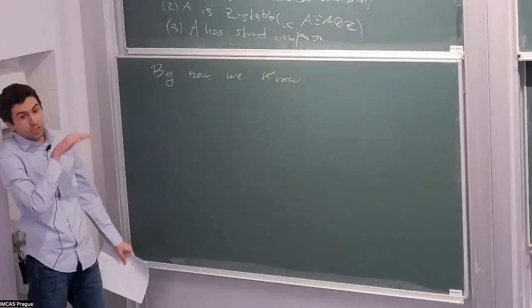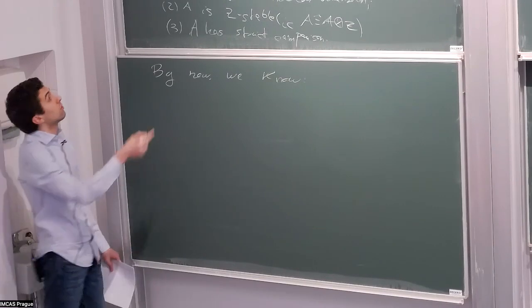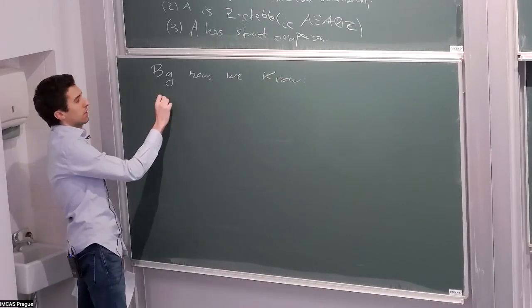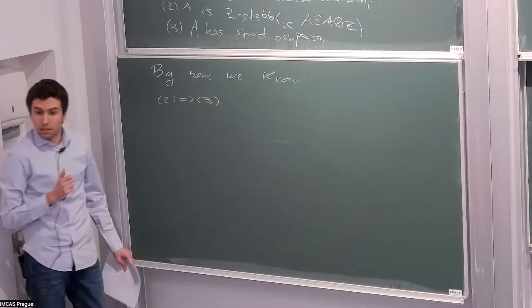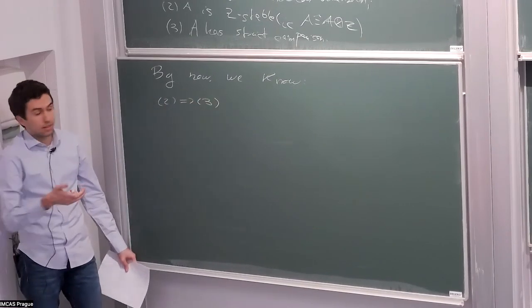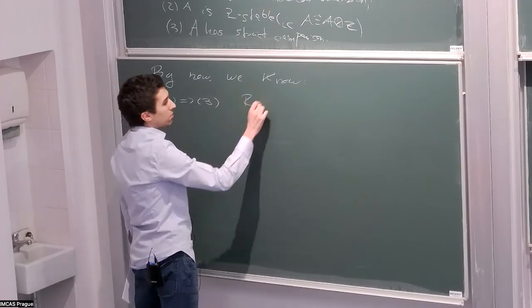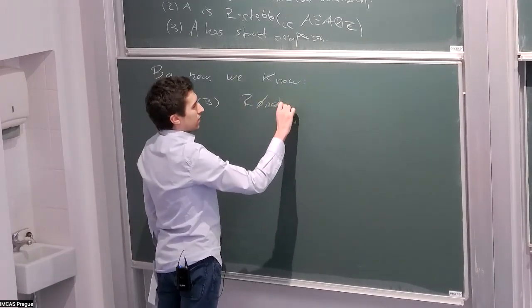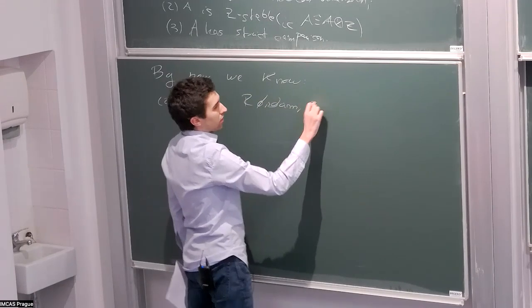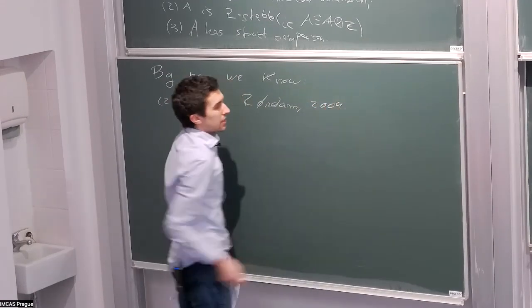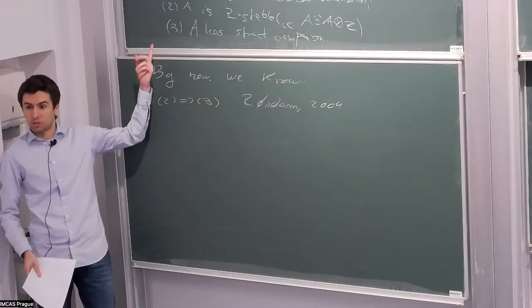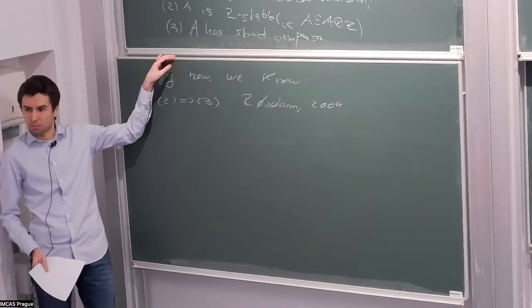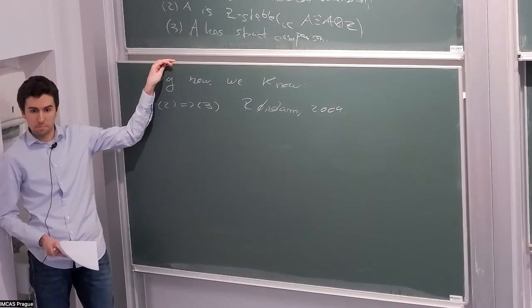Going in chronological order, the first thing that we knew was that 2 implies 3, that Z-stability implies strict comparison. And this is largely due to Rørdam from 2004. And this was actually known way before the conjecture was stated. So this is something that people were already familiar with.